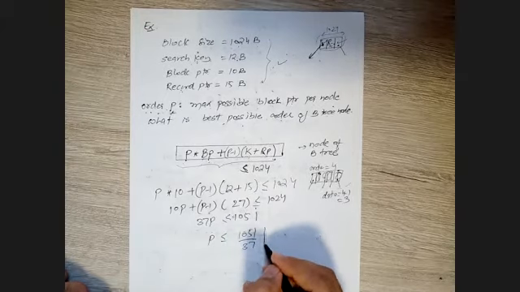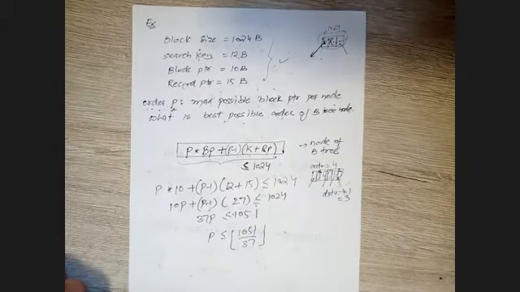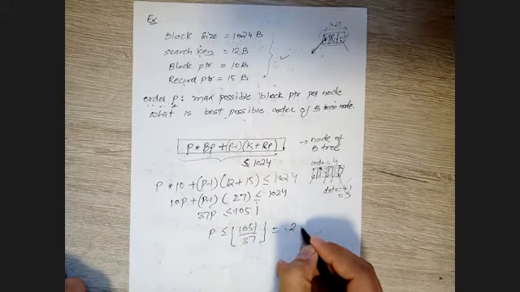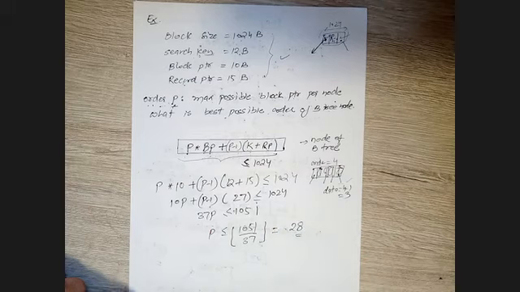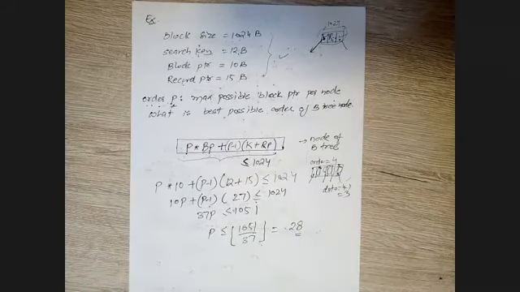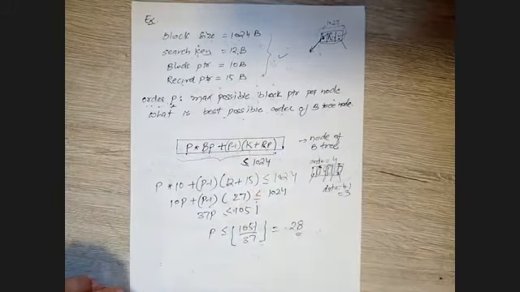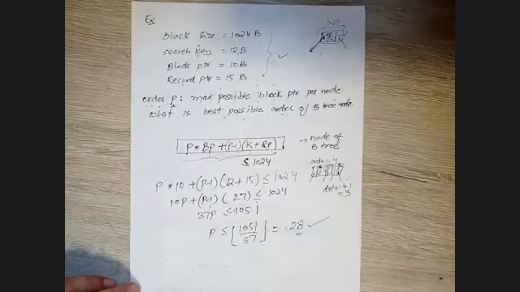Remember, take the floor value. That is equal to 28 point something, meaning 28. So 28 is the maximum block pointers per node that we can have. This is our maximum possible block pointers per node. So this is the way you solve the question.